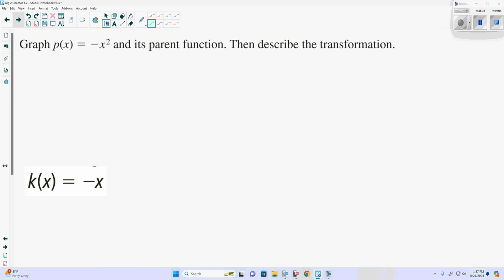So let's look at this first one here, the graph of p of x equals -x squared. We're not going to graph it, but its parent function would be what? Quadratic. And the main reason we know is because of the square, the power of 2. So its parent function, we would say, is quadratic.